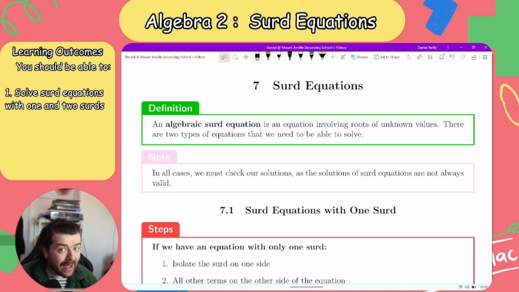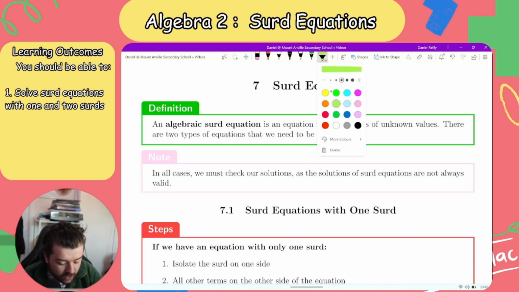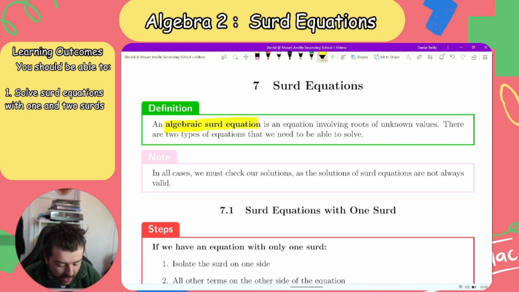Hello everyone. In this video we're going to be looking at surd equations, and you're probably asking yourself, what is an algebraic surd equation? I'm so glad you have asked. An algebraic surd equation is an equation involving roots of unknown values, i.e. our unknown or variable is within a square root or a surd.